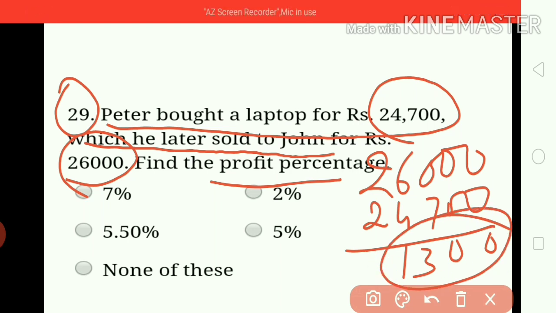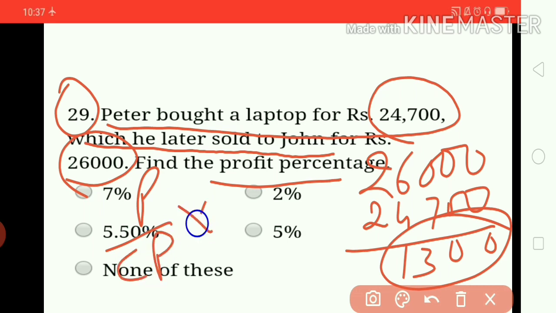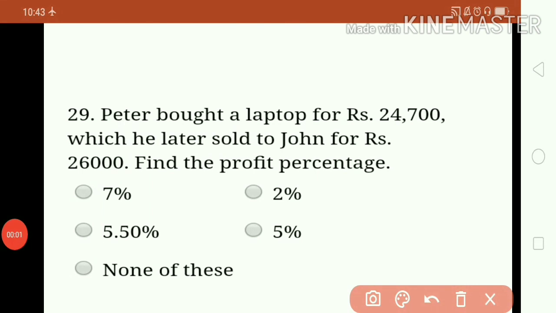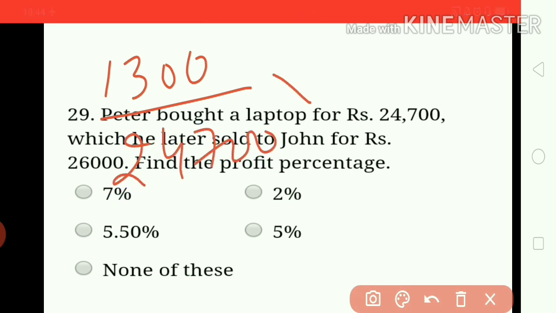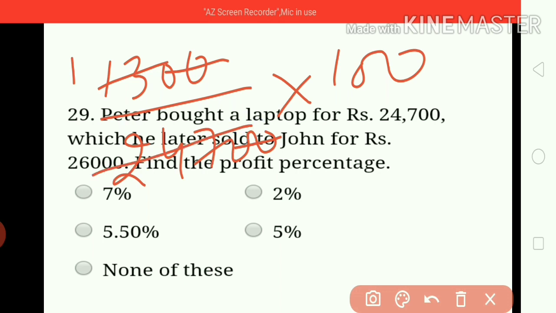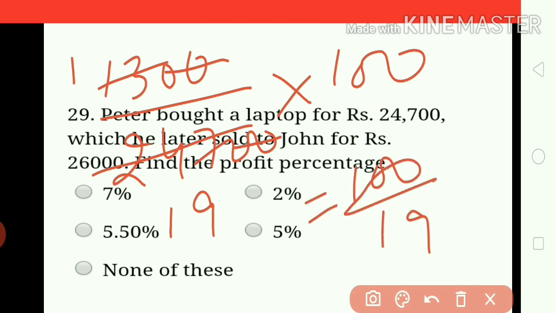You know that profit by cost price into 100. Okay, so let us solve. So let us find the profit percent. Profit we got 1300, right? And cost price was 24,700 multiplied by 100, we will get the profit percentage. Okay, let us cut these two zeros. 13 ones are 13 and 13 nines are 117. Cut it and you will get 100 by 19 percent.